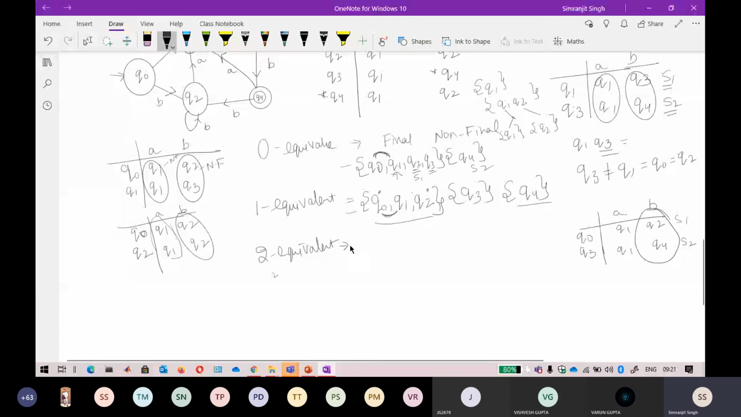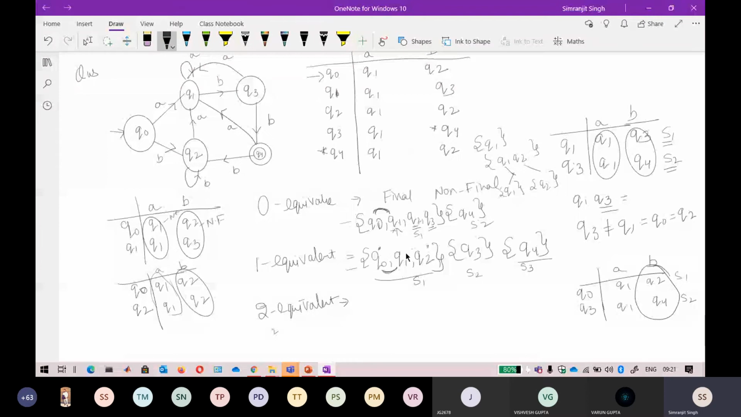So follow the same thing. I know this is a bit difficult, but if you follow the same steps, you will understand it. Now there are three sets, S1, S2 and S3. The equivalence property can now be violated more because there are three sets; previously there were only two sets.